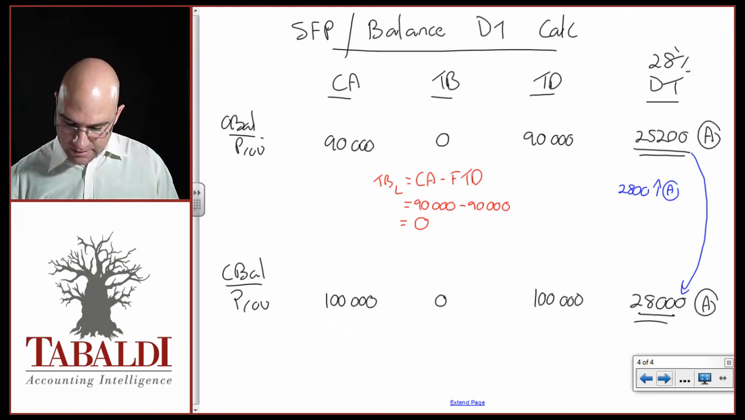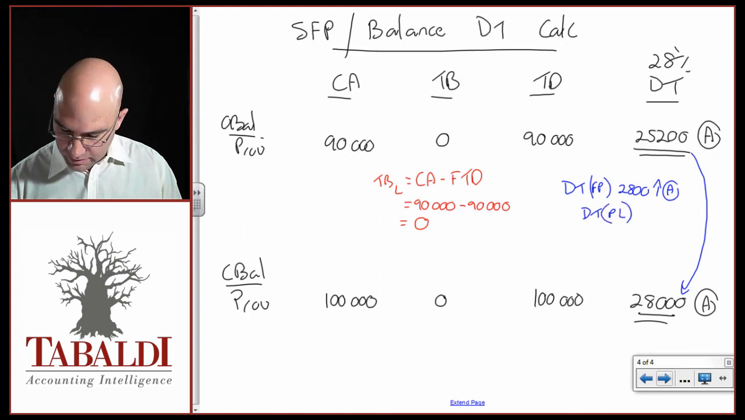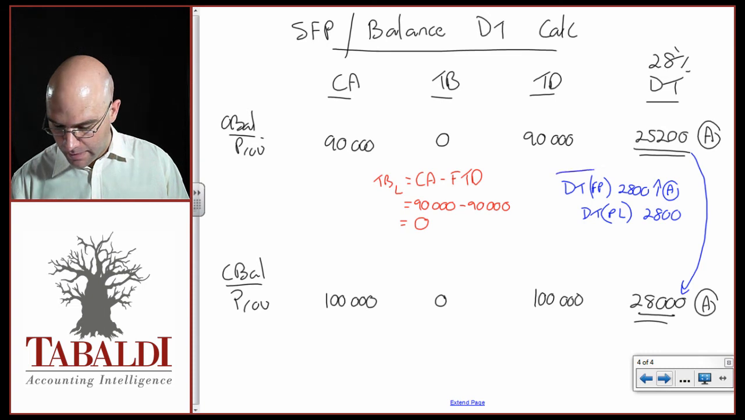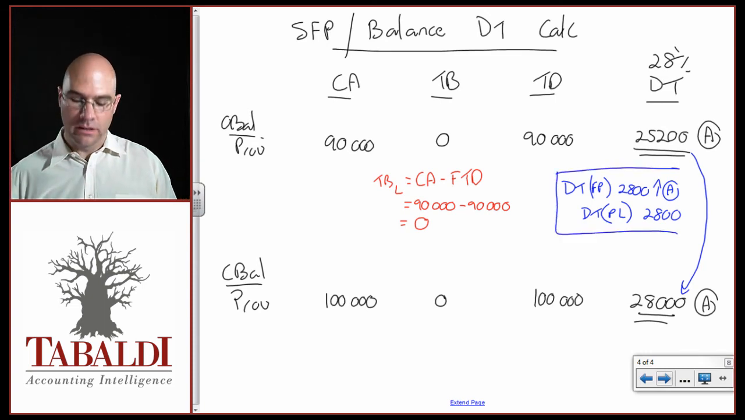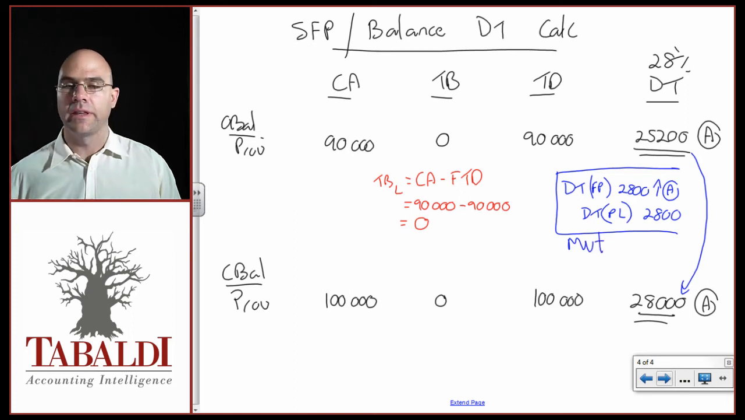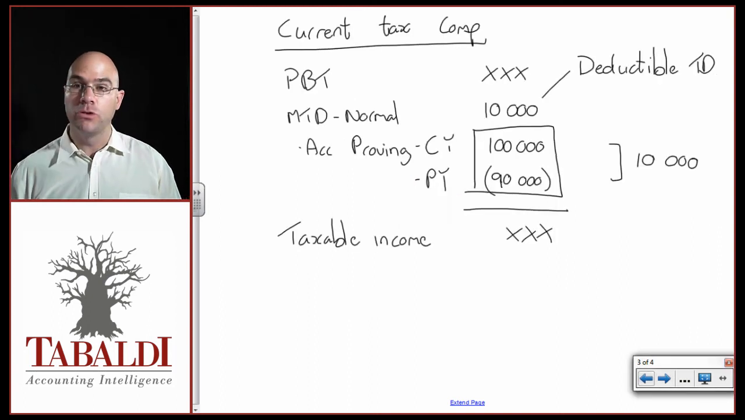Let's think about this. It's a 2,800 increase in the asset. How do I increase an asset? I debit deferred tax financial position. And here I'm going to credit deferred tax profit and loss with the 2,800, decreasing the expense. And that, ladies and gentlemen, is my deferred tax movement for the year. Just to make sure I've got this figure right, let's go back to the current tax computation and do the proof.